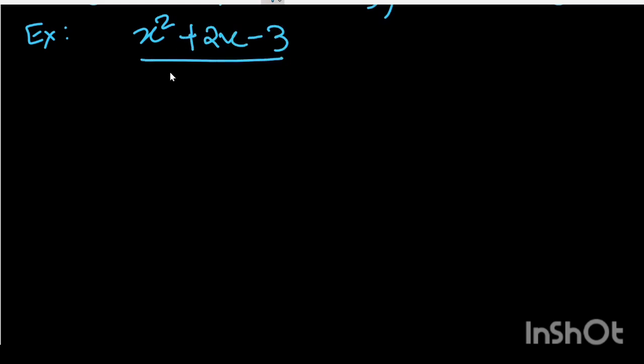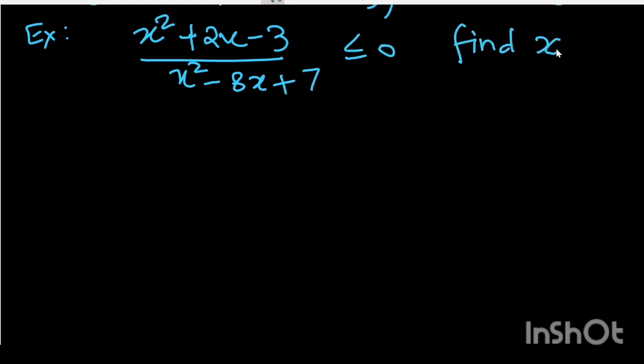So guys, let's take a sum. Let's try one question. (x² + 2x - 3)/(x² - 8x + 7) ≤ 0. We have to find x, guys. So try this.